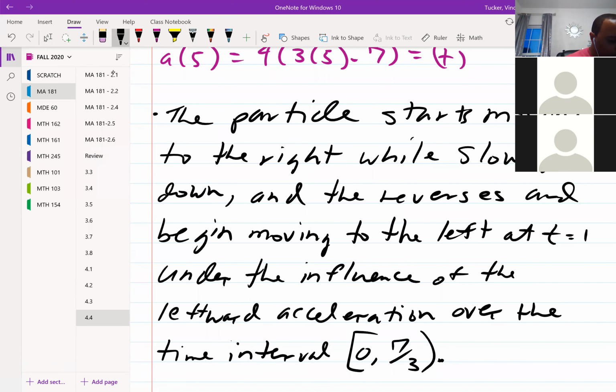All right, first sentence, the particle starts moving to the right while slowing down, and then reverses. Yep, and then reverses and begins moving to the left at t equal to 1 under the influence of the leftward acceleration over the time interval 0 to 7 over 3. So this is how you put all of that together when you start talking about increasing and decreasing and then concave up, concave down, and all that good stuff.